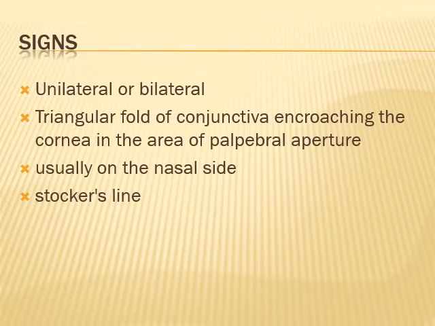On examination, it can be unilateral or bilateral, and you can see a triangular fold of conjunctiva encroaching on the cornea in the area of the palpebral aperture. Usually it grows on the nasal side, and in some cases you can see a Stalker's line, that is due to deposition of iron. When the cap over the pterygium is not present, then you can see the Stalker's line. It is just anterior to the head of the pterygium.